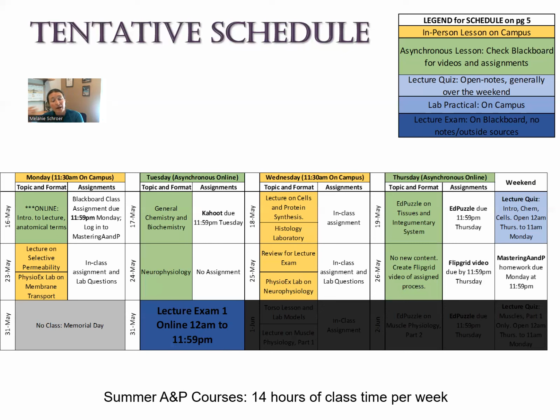Once again, summer A&P courses are scheduled or must cover about 14 hours of class time every single week. And so even though Tuesday and Thursday we're not meeting together, there should still be at least 2 hours of class time, not counting assignments and everything, but class time for those days. So please plan your lives accordingly. So that is our syllabus.